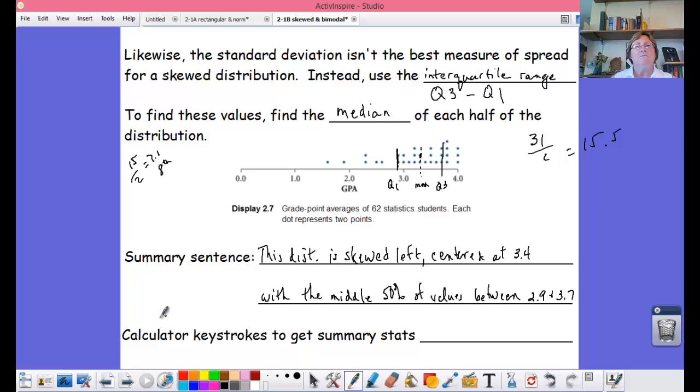Okay, to get these summary statistics, because it's not always easy to count dots, your calculator can do this for you. It's called one variable stat, and you find it at stat, right to one variable stat, one var stat. And if your data is in the first list in the calculator, you just press enter. Let me show you what I mean.